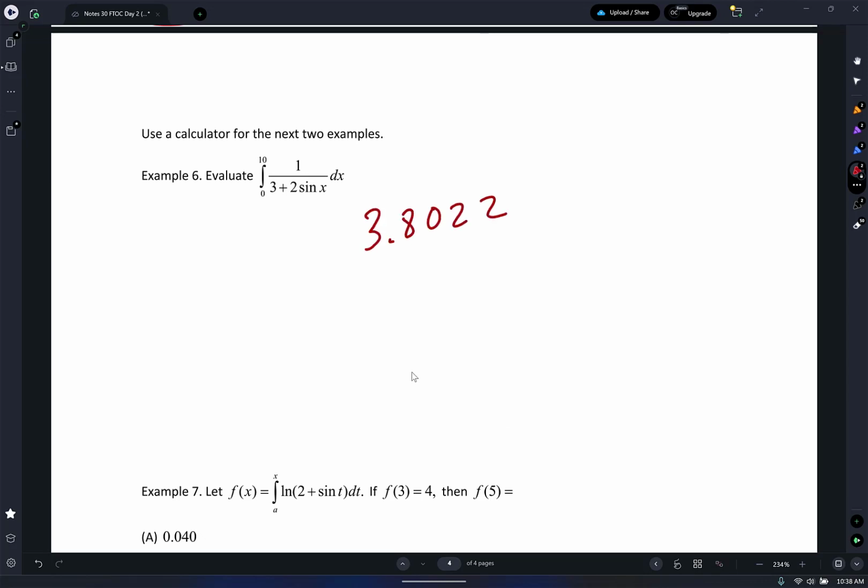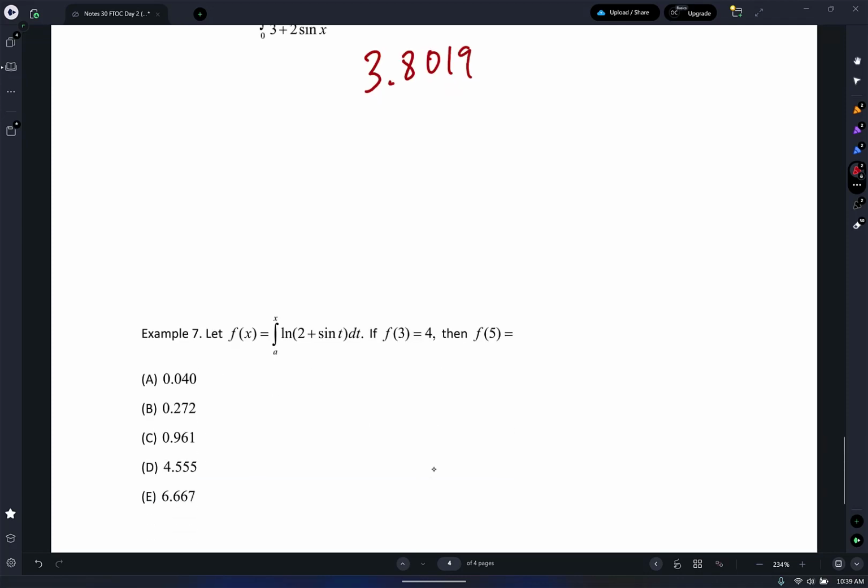Okay. No, it's 8019. Round or truncated, but 3 digits after the decimal always. Okay.